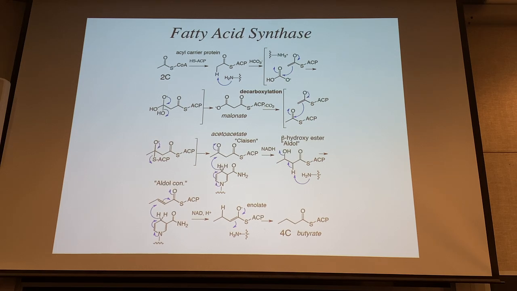That's the reduced form of nicotinamide. The hydride comes off here, the pair of electrons on the nitrogen goes in, push the electrons up, and then protonate it. The enzyme has a proton source right there. And it gives what? The beta hydroxy ester product.